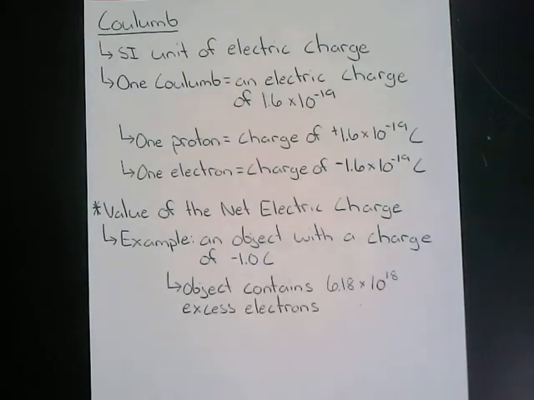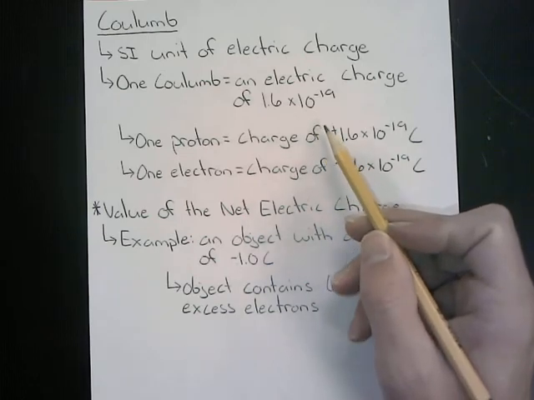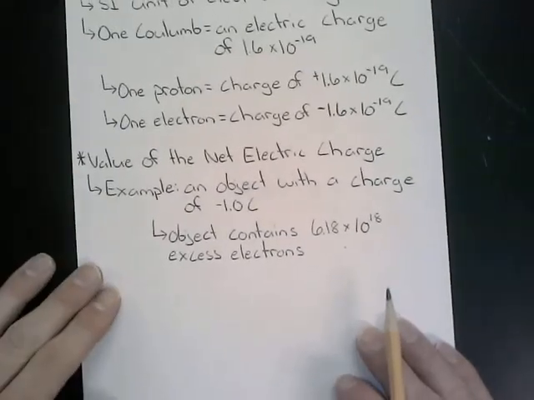Now, this object that we have the example of would have a net electrical charge of negative 1.6 times 10 to the negative 19th coulomb, or excuse me, it would have a relation to what one coulomb is. So how we can tie all this stuff together is in the following calculation.